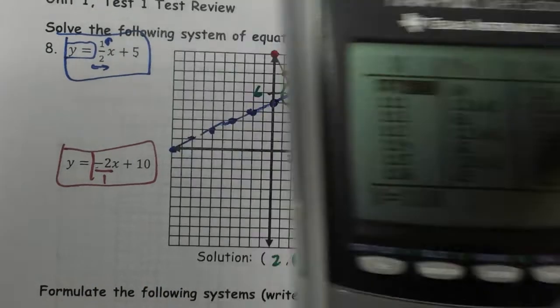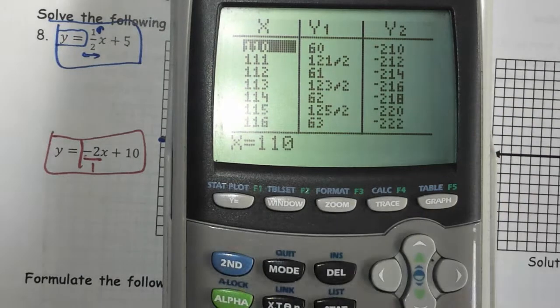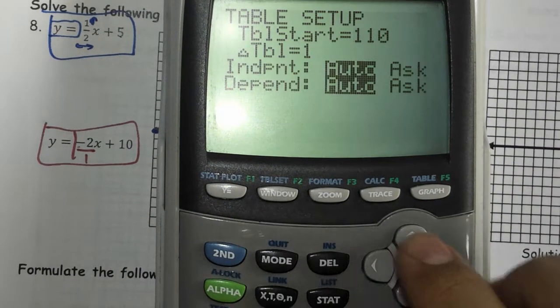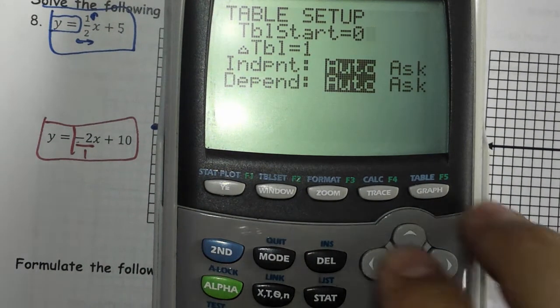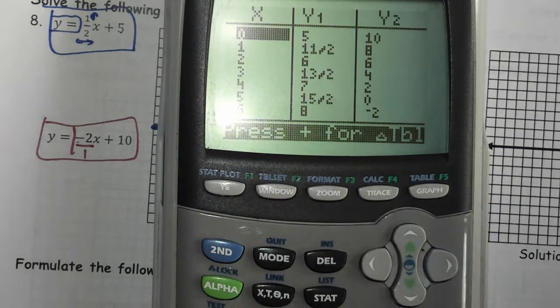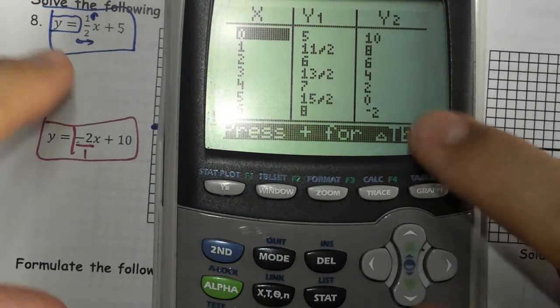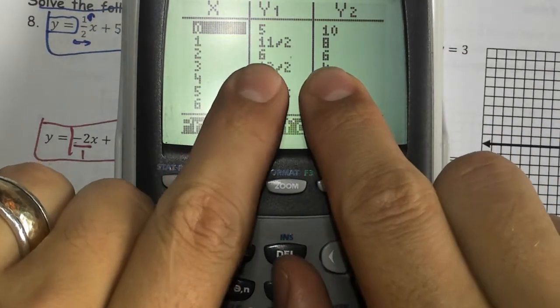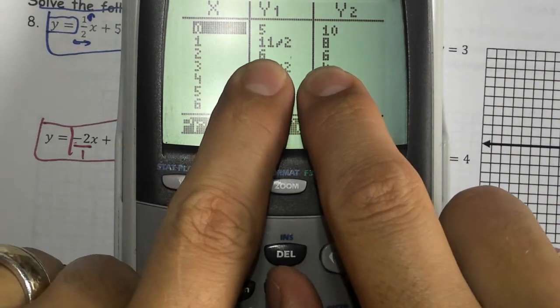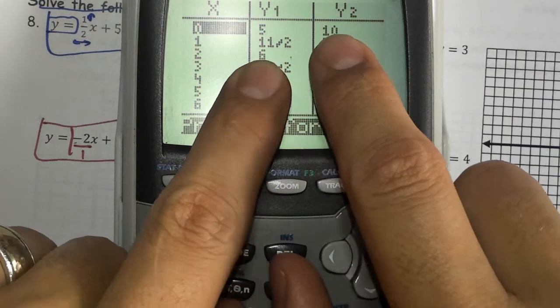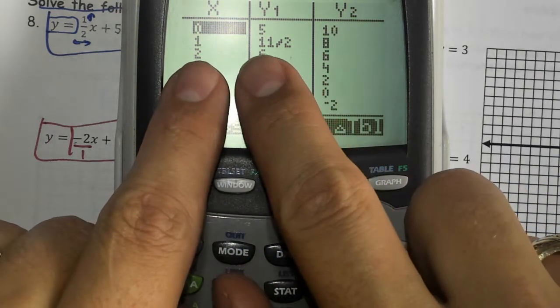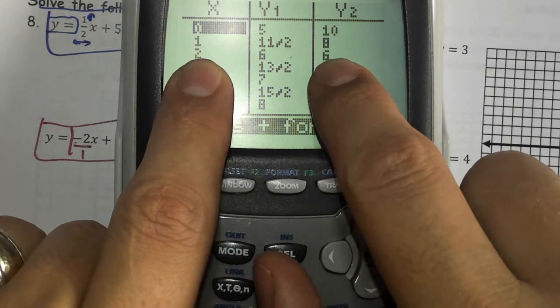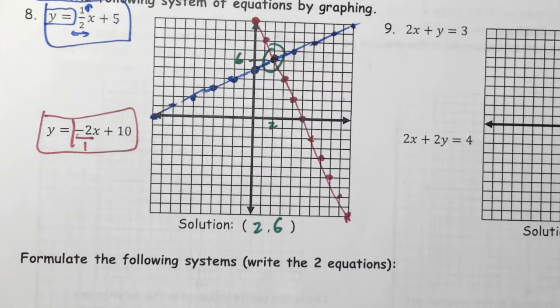We're back here way at 110. I know the answer is lower, so I'm going to go back to my table set and just start at 0 again. Were they equal? They are equal. Where did it say the solution was? 2. There's 2 right there. So there's my solution, 2, 6. Yes, the 6 repeats. Where it repeats, I just want these first two numbers, 2, 6. Because this one's always going to repeat. That's how we find it.